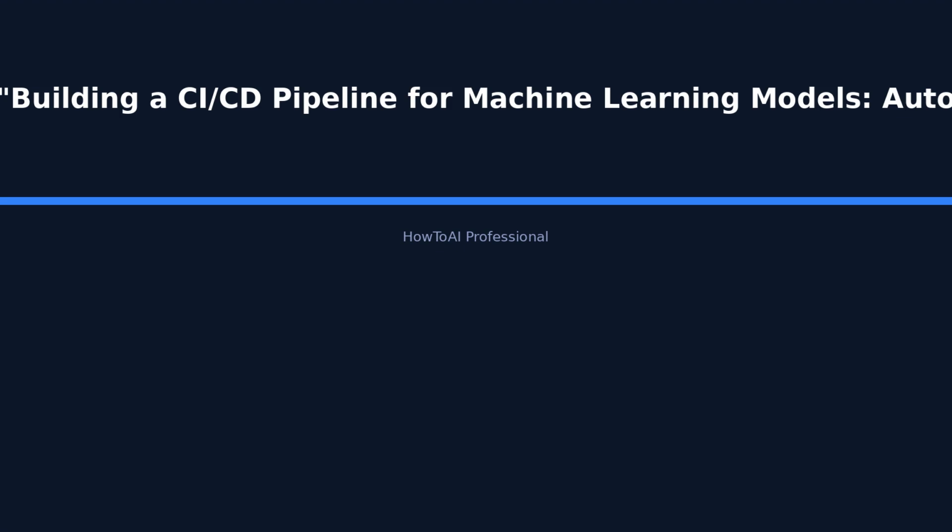Conclusion. Building a CI/CD pipeline for machine learning models is undoubtedly a challenging task, but it's also incredibly rewarding. The ability to automate deployment and monitor models in real time opens up new opportunities for businesses to harness the power of machine learning effectively. By following the guidelines and steps we've discussed today, you can establish a robust CI/CD pipeline tailored to your machine learning needs.